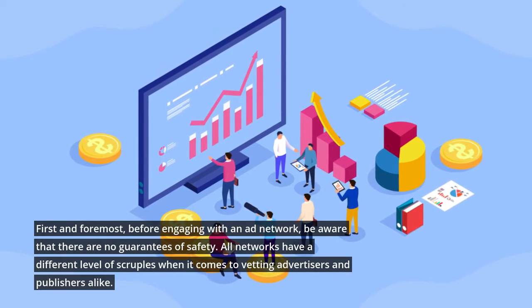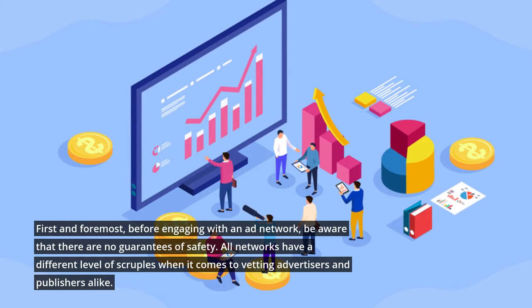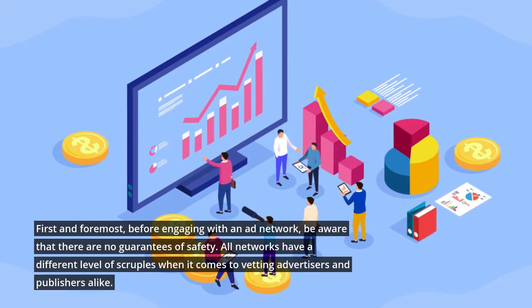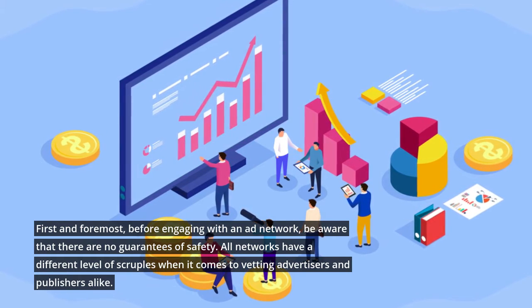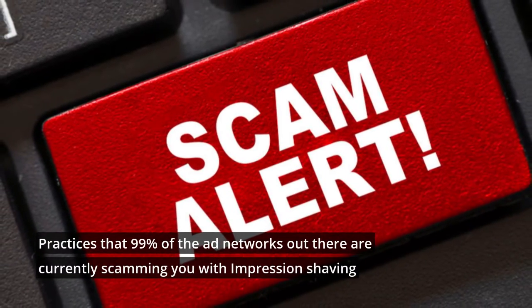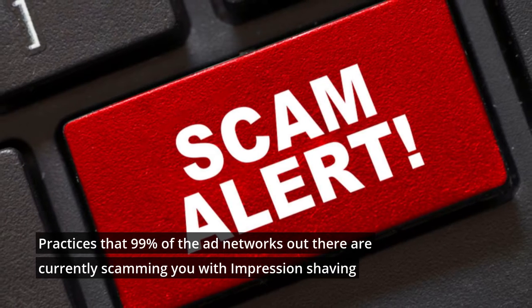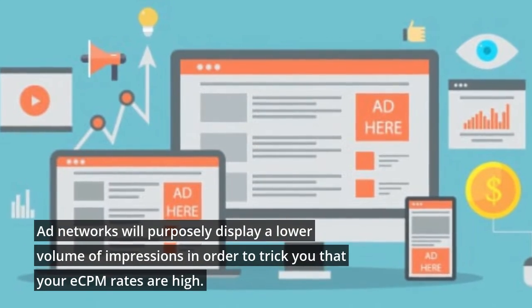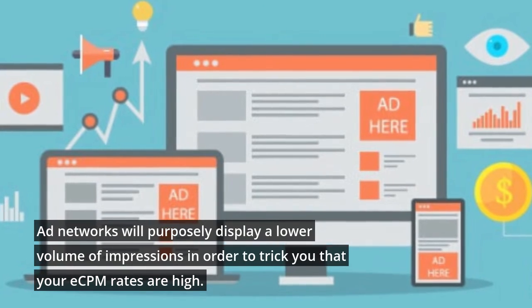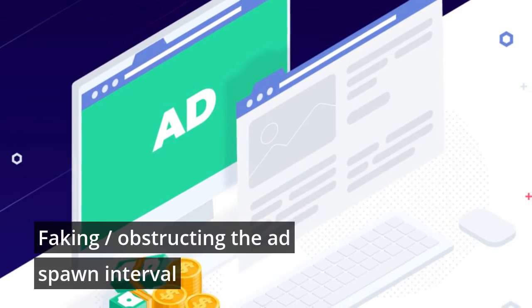First and foremost, before engaging with an ad network, be aware that there are no guarantees of safety. All networks have a different level of scruples when it comes to vetting advertisers and publishers alike. Practices that 99% of the ad networks out there are currently scamming you with: impression shaving. Ad networks will purposely display a lower volume of impressions in order to trick you that your eCPM rates are high. Faking, obstructing the ad spawn interval.